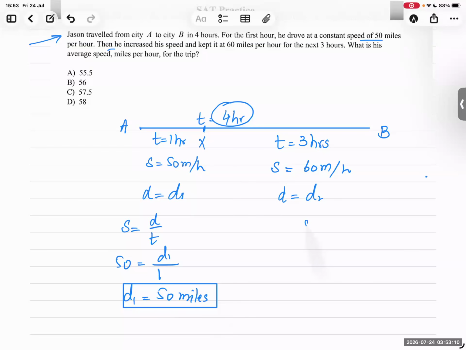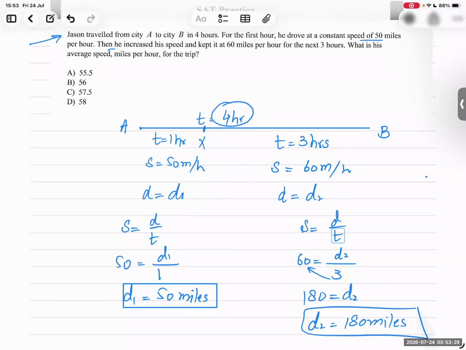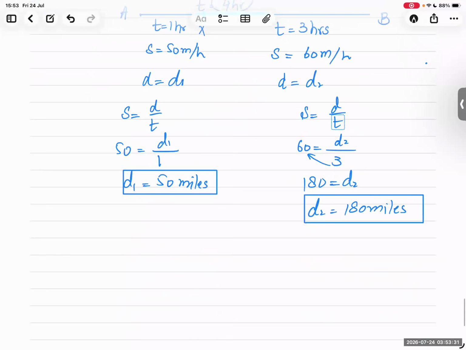And similarly, speed is equal to distance divided by time. So your speed was 60, the distance was D2 over 3 hours. So you multiply, that makes it 180. So distance was 180 miles. That makes things really easy for us.